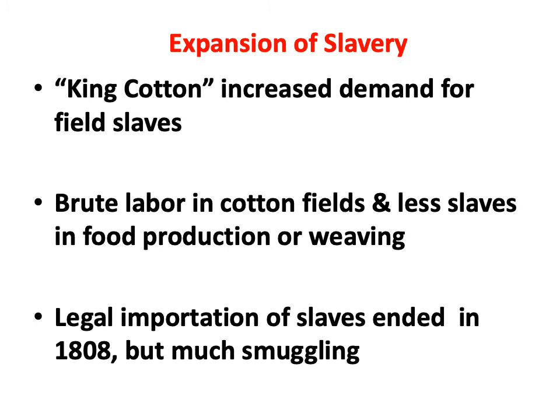As we saw previously in the course, the legal importation of slaves ended in 1808, but there continued to be much smuggling, with around 300,000 slaves smuggled into the United States between 1808 and the Civil War.